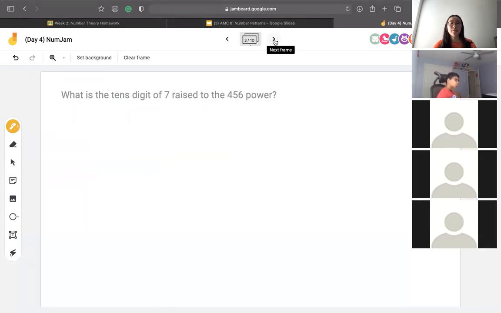Okay. What is the tens digit of 7 raised to the 456 power? So 7 to the 456 power. And we've already found the pattern for this twice now. So maybe you guys even remember it. And all you have to do is use modular arithmetic.